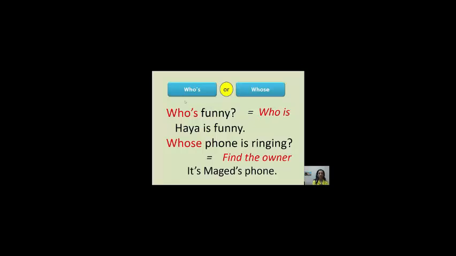Pay attention, girls. We have to know the difference between who's and whose. The first one, who apostrophe s, means who is. Who's funny? It means who is funny. So the answer is Haya is funny. But when we use whose, the question word, we ask about the owner of something, as we say, whose phone is ringing? It's Maged's phone.